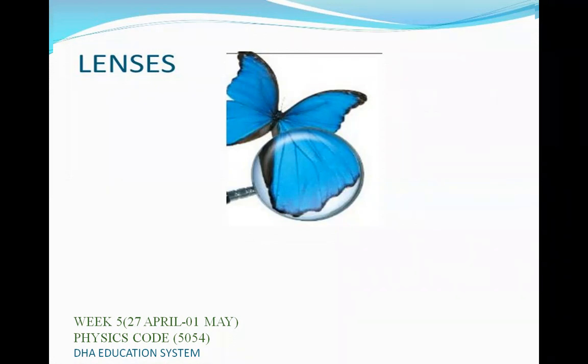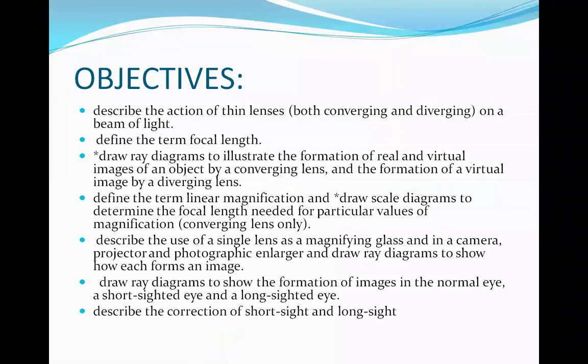This is week 5 and our subject code is 5054. In today's lesson, we will study about lenses. Let's start it. We will start it with our objectives. Our objectives are, number 1, describe the action of thin lenses, both converging and diverging on a beam of light.